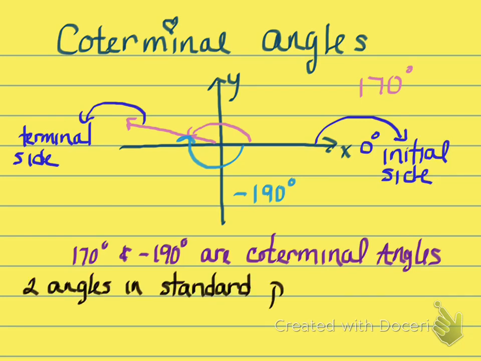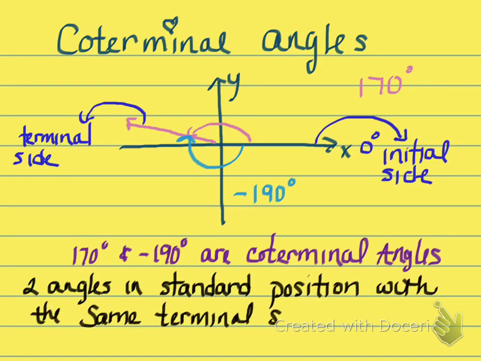And this is the official definition. Two angles in standard position with the same terminal side are called coterminal. Alright, standard position, by the way, means that on the coordinate plane, the rotation is going around 0, 0, the origin.